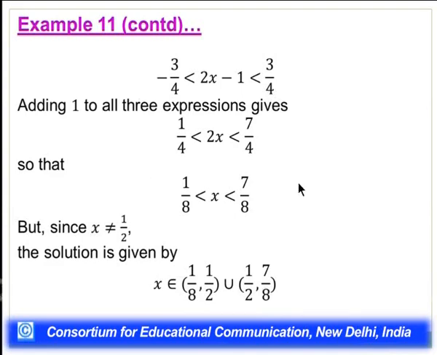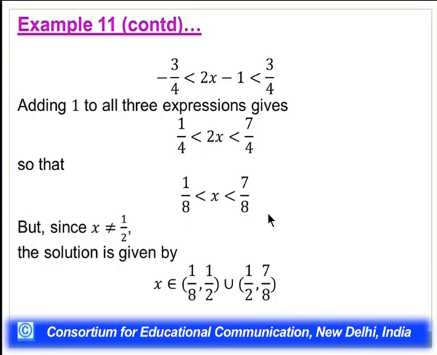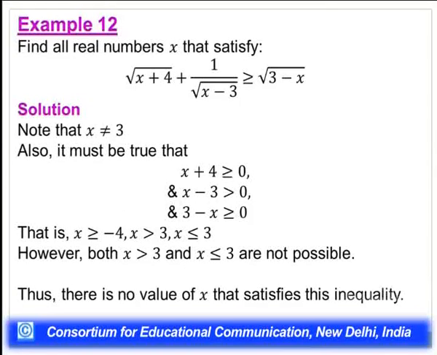And this in turn implies, if I divide by 2 throughout, I get x lies between 1 by 8 and 7 by 8. But note here that because in our inequality x can't be half, the solution is given by x belonging to the open interval 1 by 8 to 1 by 2 union the open interval 1 by 2 comma 7 by 8. Now this is as far as the inequalities involving absolute values are concerned. In the little time that I have left, let's look at some inequalities that involve square roots, because I also talked about square roots in this lecture.